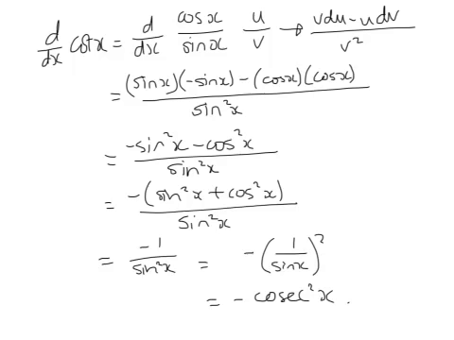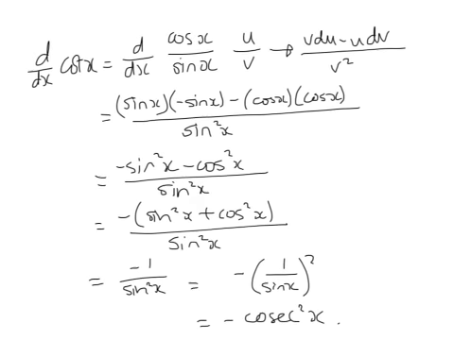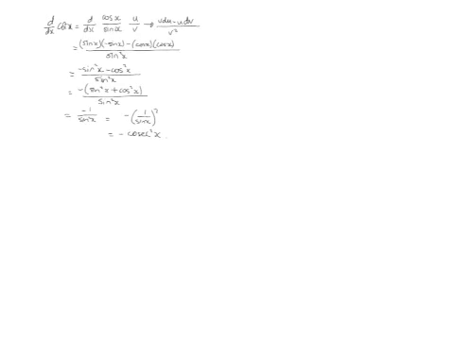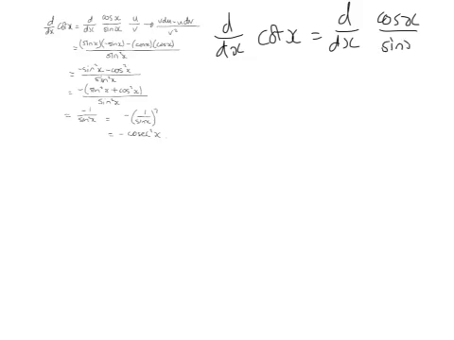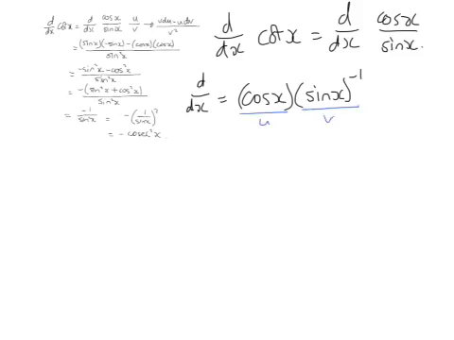And the other way is to use the, well, actually this way is going to be more complicated, but I'll show you anyway because it's fun. So this is the other way of doing it. Instead of thinking of cot x as, well, it is cos x over sine x, but instead of thinking of that as a fraction, I'll rewrite it as a product, cos x times sine x to the minus 1. So now I've got a product, u times v, and the derivative of uv from the product rule is v du plus u dv.